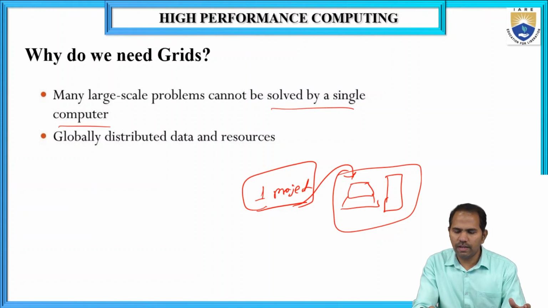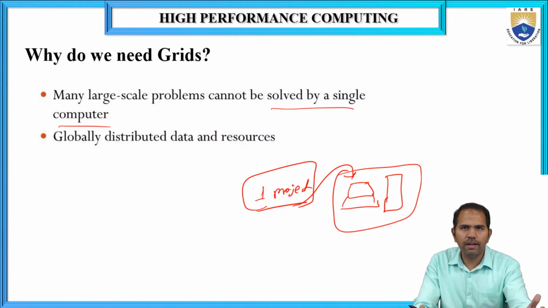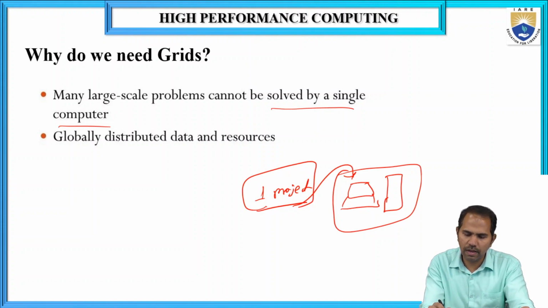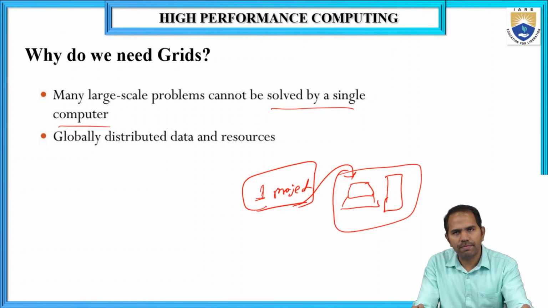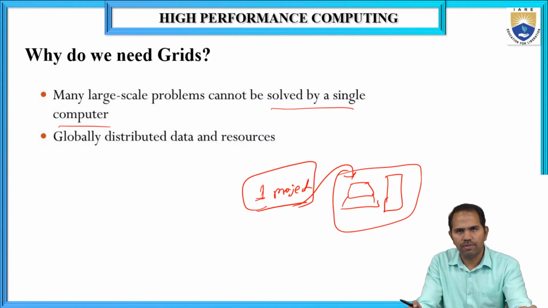Now, if it is given to a single computer, it may take a couple of days. But if it is given with grid computing, n number of resources exist and the data also exists, so the project may be completed in hours. So that is the difference between grid computing and running the project on a single computer.